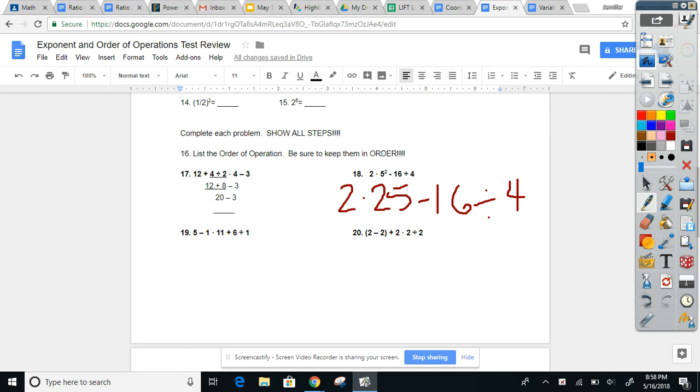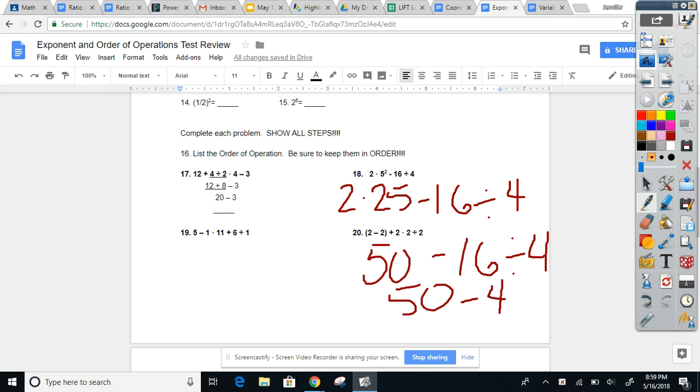2 times 25 is, okay, that's basically saying I have 2 quarters. So that's going to be 50 cents minus 16 divided by 4. Do I still have multiplication or division? I have no multiplication, but I have division, so I have to do that. 16 divided by 4 is 4, so that's going to be 50 minus 4. And then 50 minus 4 gives me 46, okay?